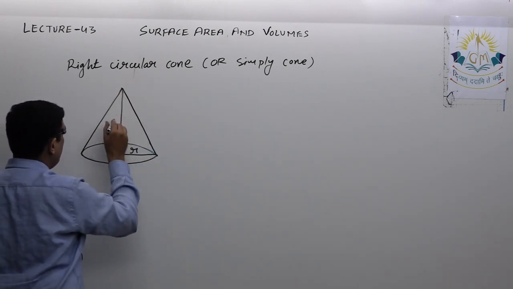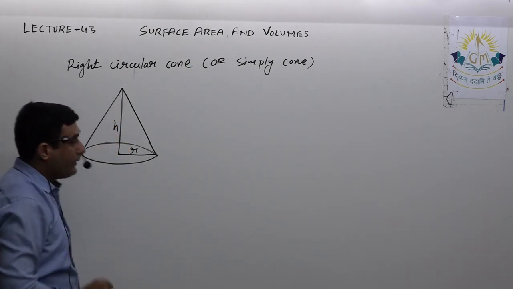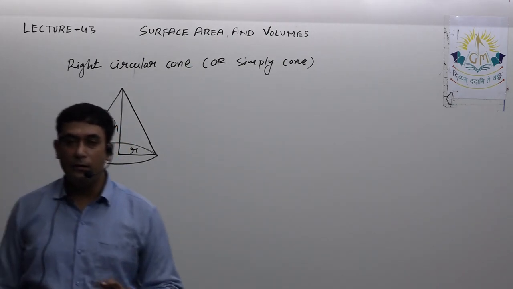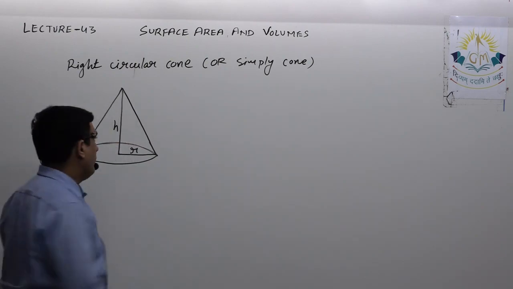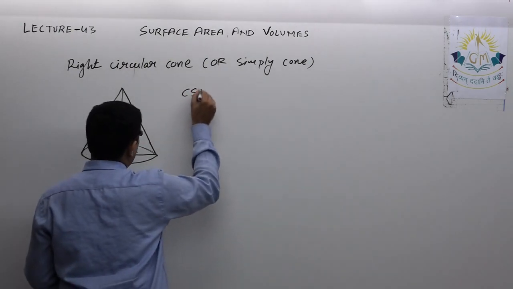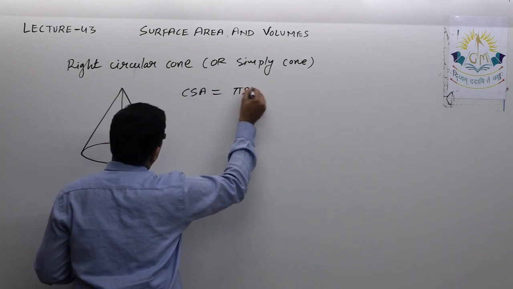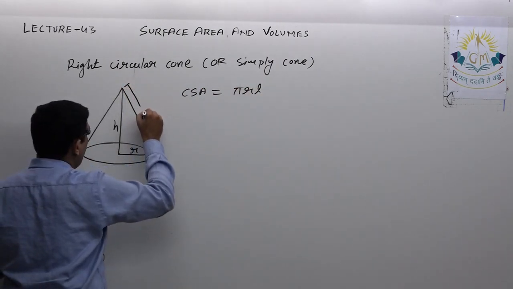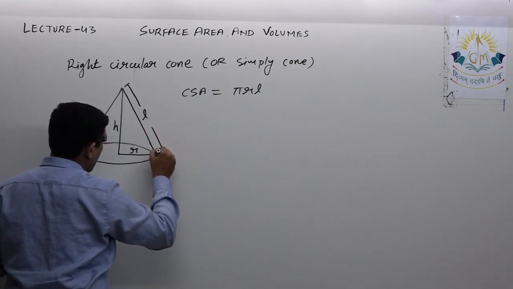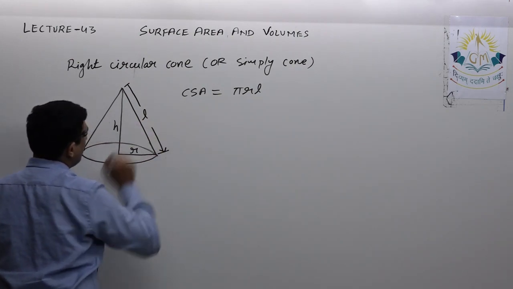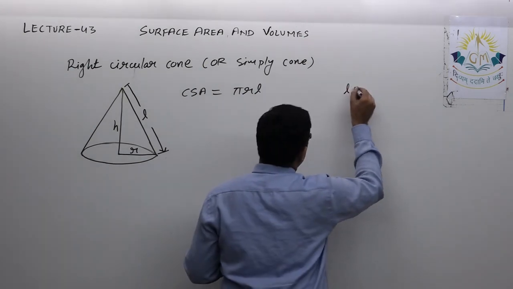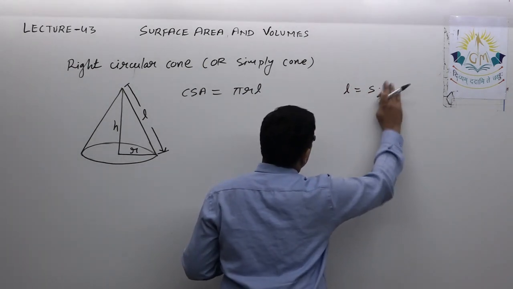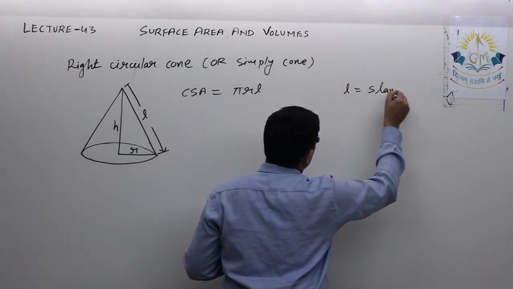Now again we'll talk about its total surface area, its curved surface area and volume. So first we'll see its curved surface area, that is CSA. CSA is pi r L. Now what is L? L is its slant height. Here we have one more terminology, that is slant height. I am writing L is the slant height of the cone.